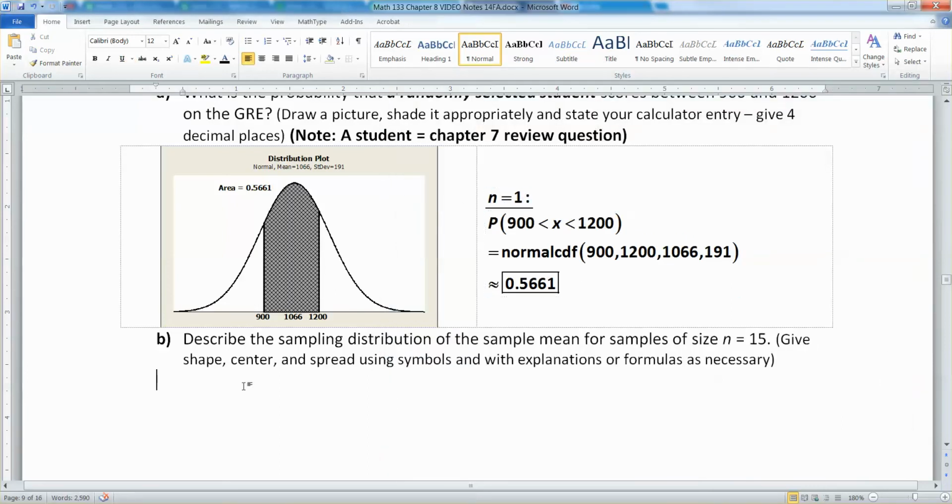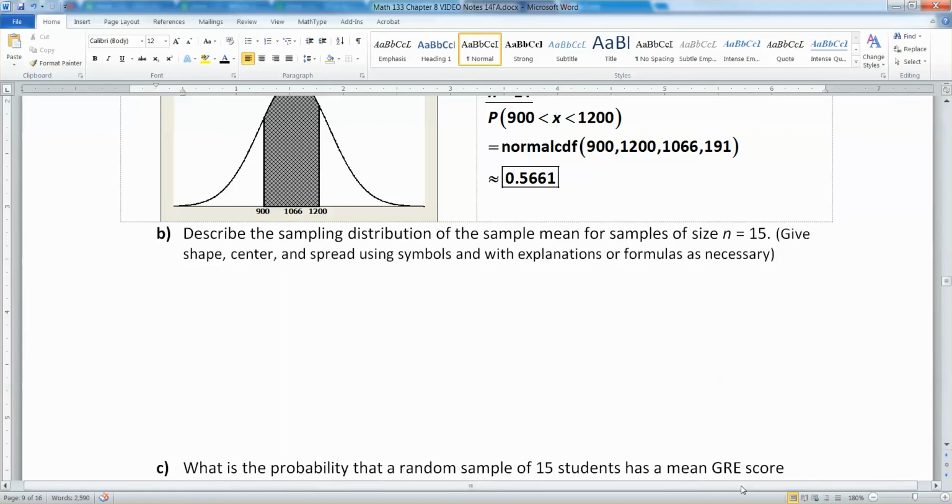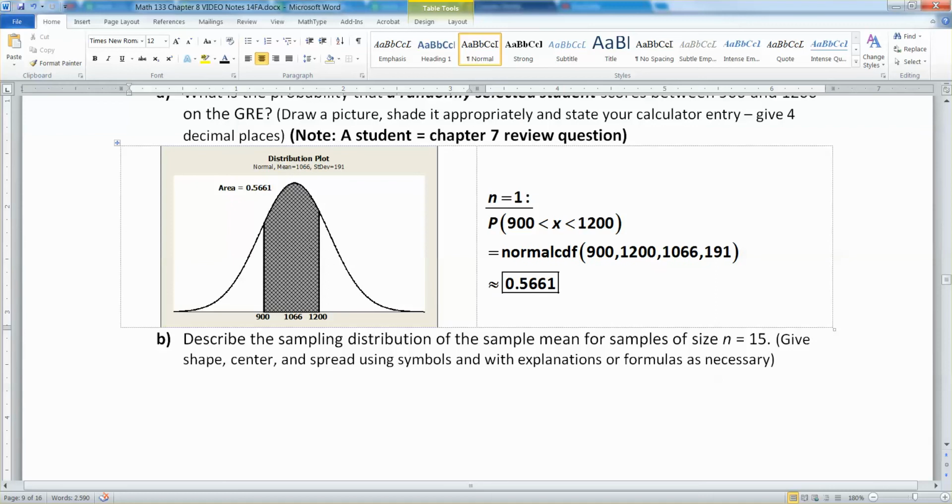Now let's describe the sampling distribution of the sample mean for samples of size n equals 15. That's when we need to use shape, center, and spread. The shape is going to be normal, because it was normal to begin with. If your population distribution is normal, like this one is for n equals 1, then it's normally distributed no matter what your n is. So it's okay that n is only 15, smaller than 30, since the original population distribution was normal.